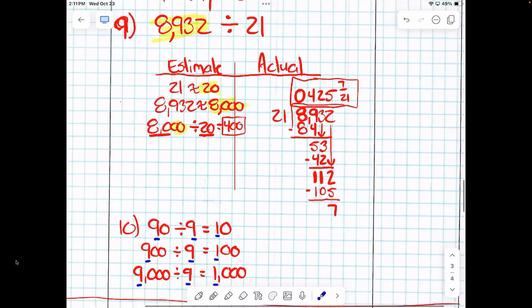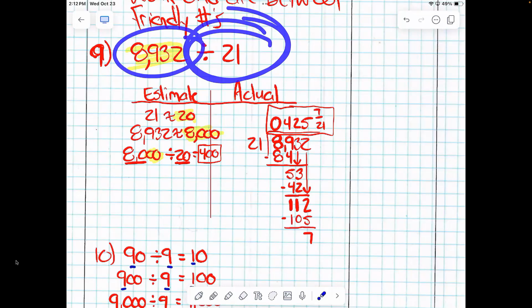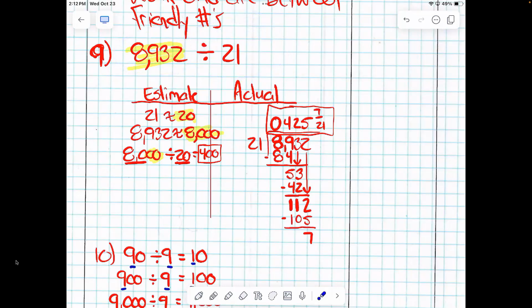This one was tricky. 89, 32, and 21. Can you move 21 very far? No. It's a pretty small number. So we kept it at 20, yeah? Yes. Or we moved it just down to 20. Now, 8,932, that's a big number, isn't it? Yes. We can move it a little bit more. Matter of fact, we moved it almost 1,000 down to 8,000, right?